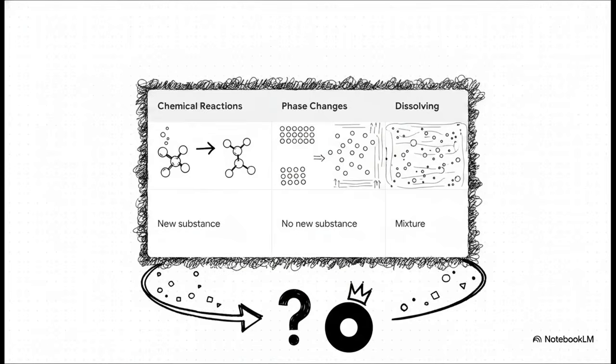When we put these three processes side by side, a really powerful pattern jumps out. With chemical reactions, the atoms themselves rearrange to form totally new substances. With phase changes, the molecules just move closer together or further apart, but no new substances are made. And with dissolving, particles rearrange to form a uniform mixture. But here is the absolute most important thing to remember. No matter which of these three processes is happening, they all share one major secret. The matter never leaves. The particles are just rearranging.